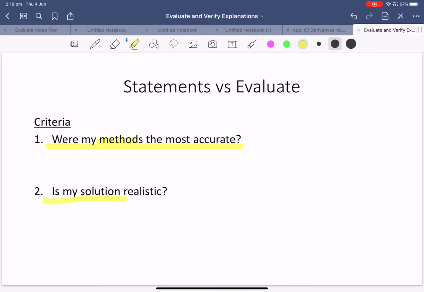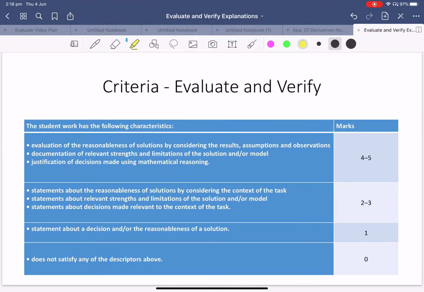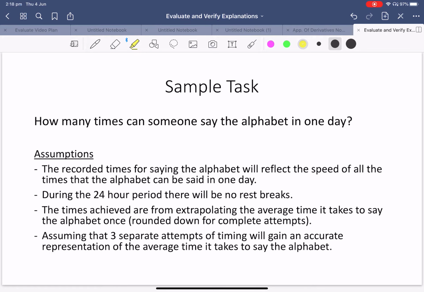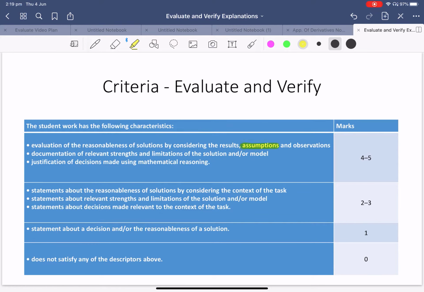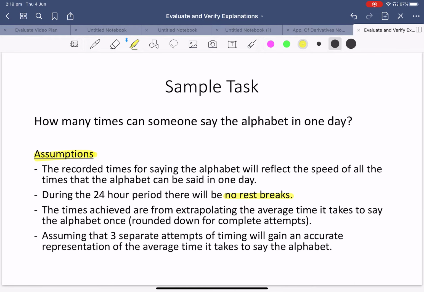And then I'm going to also have the criteria to judge on to see if my solution is realistic. All right, so would this equate to real life? By doing this, by default, I'm asking, is my equation realistic? Well, I don't know if it's necessarily realistic to have no rest breaks. And by addressing that criteria, you're going straight back to your assumptions. And so therefore, you're really hitting this high bullet point that considers the assumptions. Is my method realistic? Or is my method accurate?